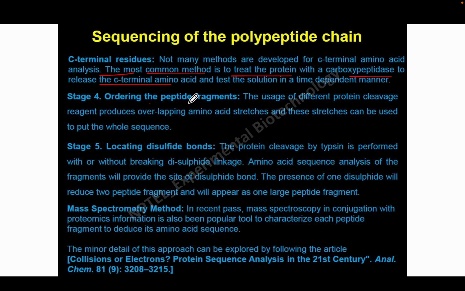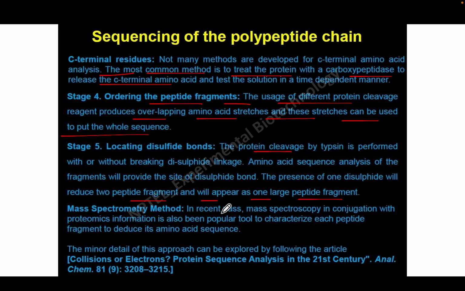Stage 4, ordering the peptide fragments. The use of different protein cleavage reagents produces overlapping amino acid stretches, and these stretches can be used to put together the whole sequence. Locating disulfide bonds: the protein cleavage by trypsin is performed with or without breaking the disulfide linkage. Amino acid sequence analysis of the fragments will provide the site of the disulfide bond. The presence of one disulfide means that two peptide fragments will appear as one large peptide fragment.